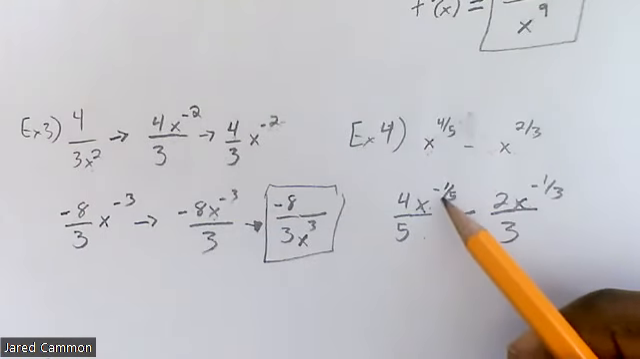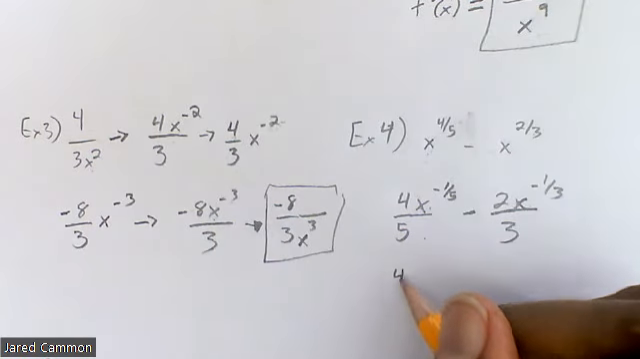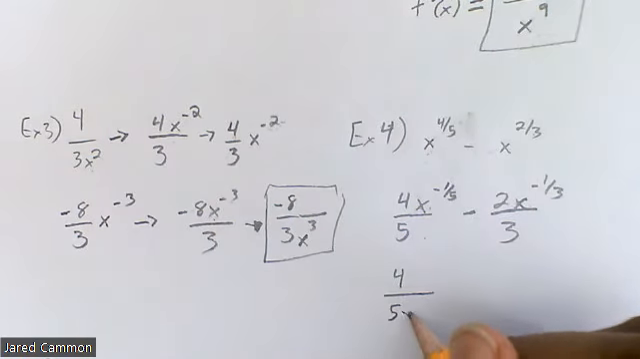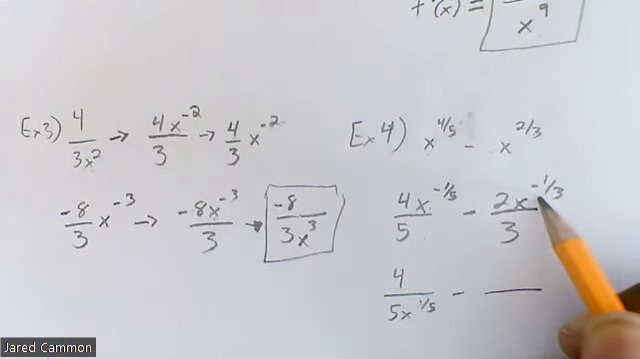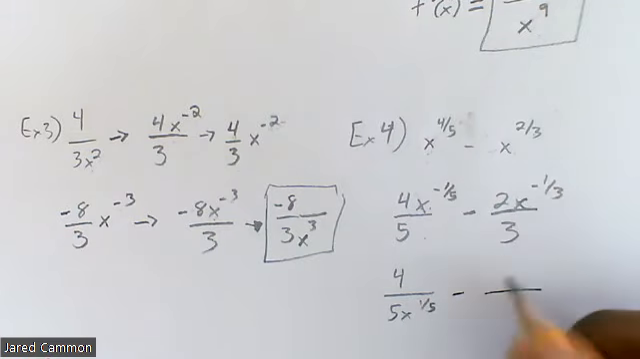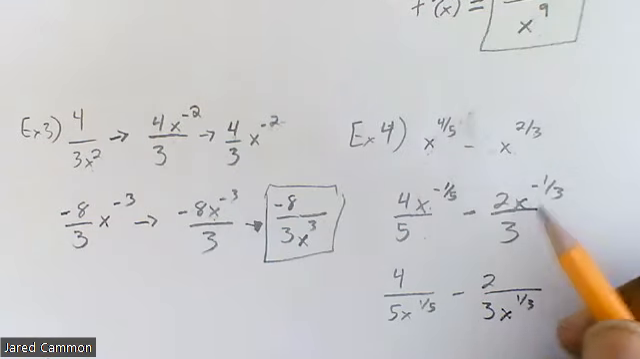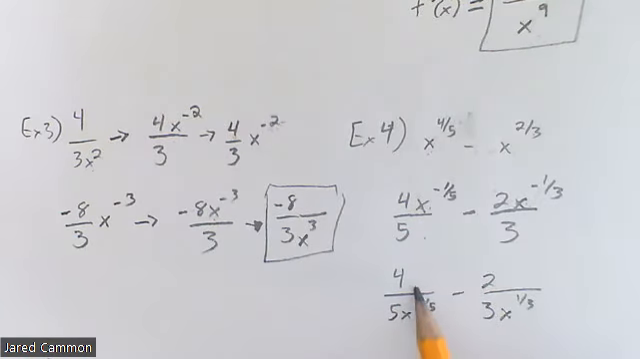So now again, we just want to rewrite. We're going to flip this to the bottom and change the sign. So we're going to have 4 over 5x to the 1/5. And then same thing right here. We're going to flip this to the bottom so we can get rid of the negative, and it will be 2 over x to the 1/3. Remember, if this flips to the bottom, it changes sign. Okay, so that would be the derivative in this case.